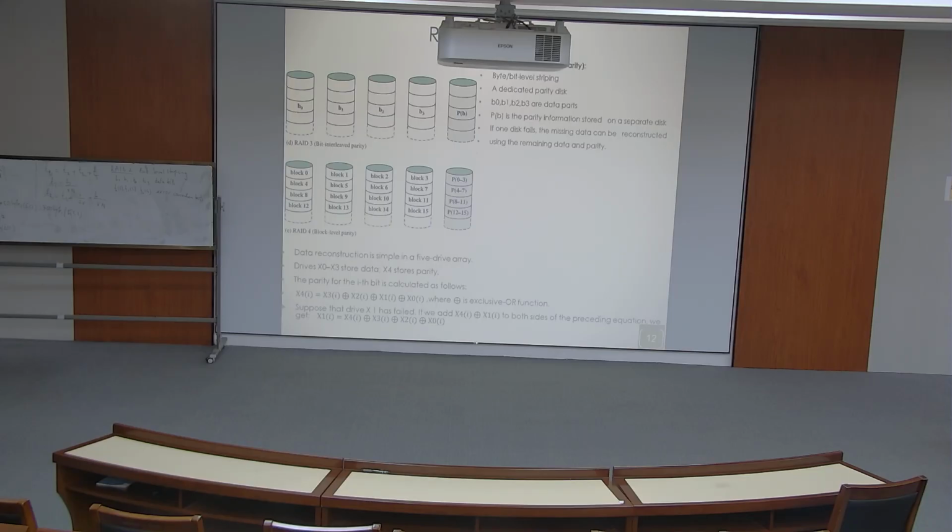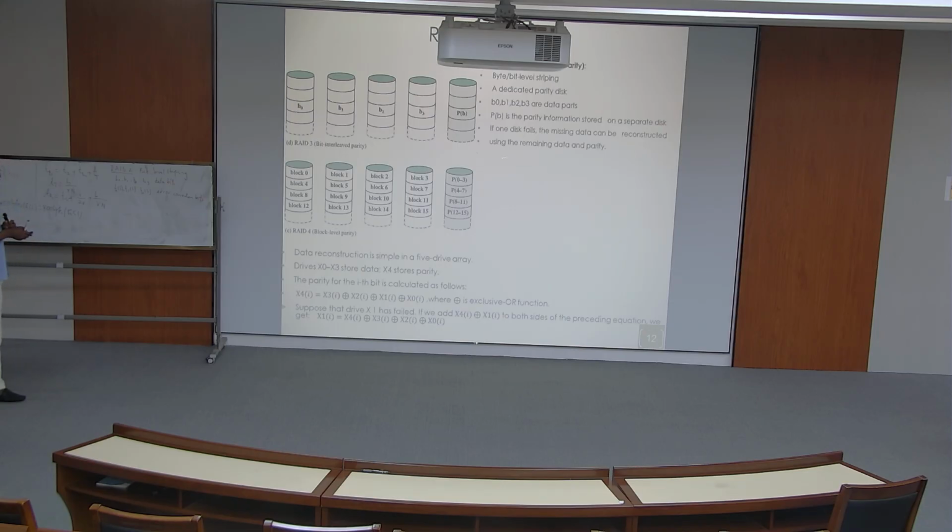We have B0, B1, B2, and B3, which are the data bits. Then we have the BP, which is the parity information stored on a separate disk. As you can see, the data bits are stored on separate disks. Then the parity information is also stored on a separate disk. Then the next one is level 4, which is block level parity.